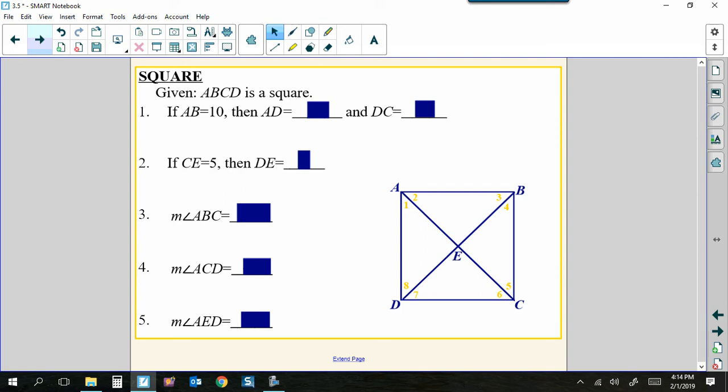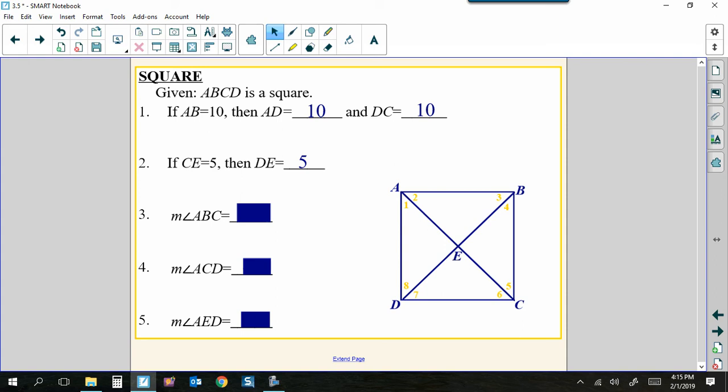Well, a square has to have 4 congruent sides. So wouldn't that mean the answer to both of these is just 10? Correct. And I don't know why we didn't ask, but what would BC be? 10. All right, number 2, if CE is equal to 5, what is DE? Well, remember, a square is a rectangle. So if a rectangle has isosceles triangles, so does a square. So if C to E right here is 5, then D to E must also be 5.